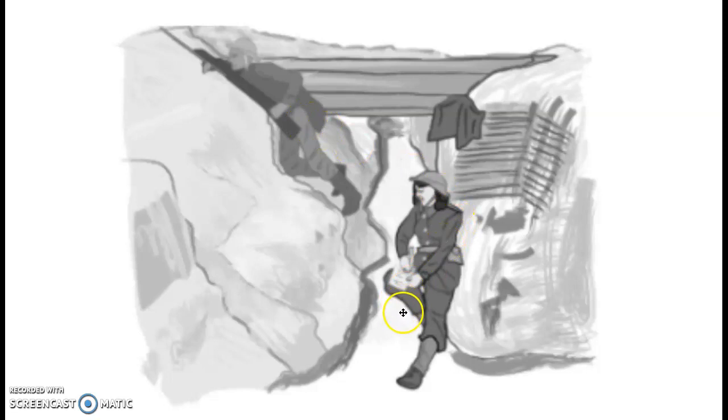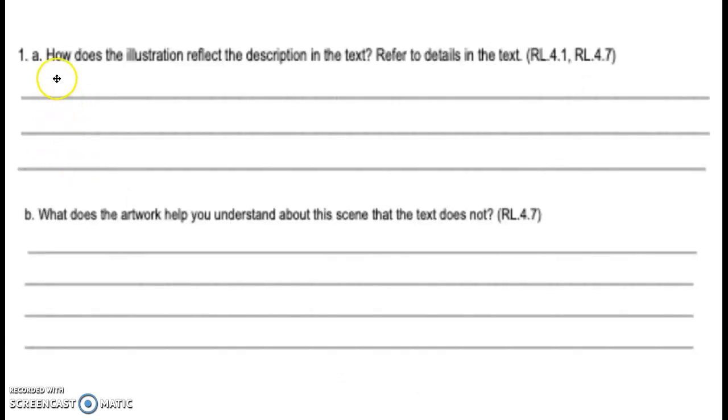Here is the artwork in your book. Take a good look at it. How does the illustration reflect the description in the text? Refer to details in the text. Okay, please pause the video and write down 1A. When you're ready, press play.